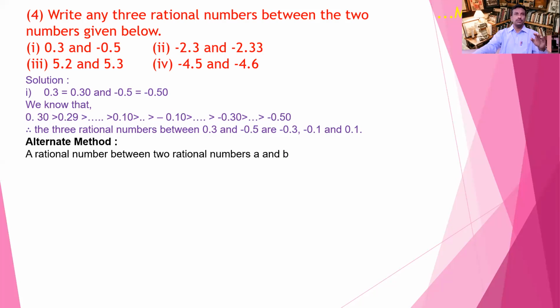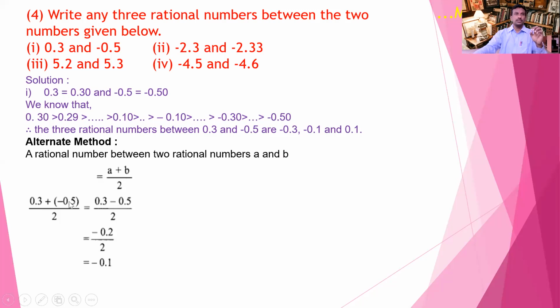And what we have to do? We have to add them and divide by 2. Means A plus B divided by 2. A means first number and B means second number. Suppose 0.3 is our given number. First number 0.3 plus second number minus 0.5, upon 2.